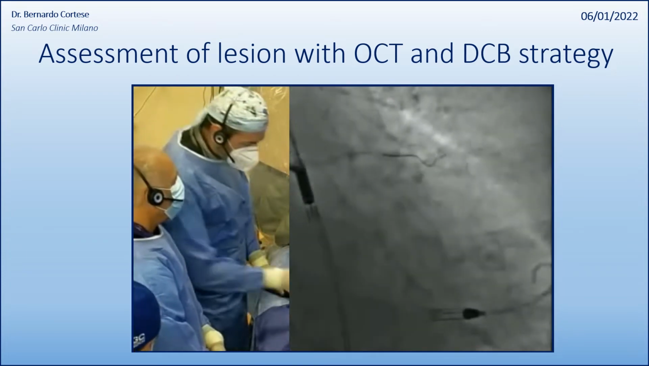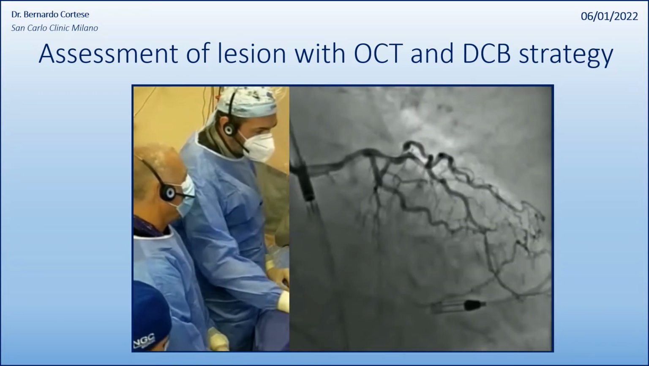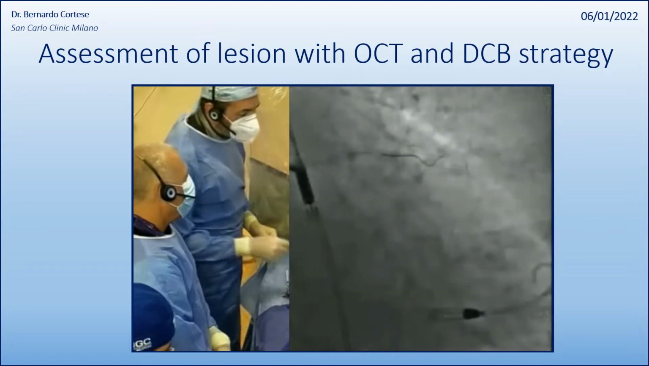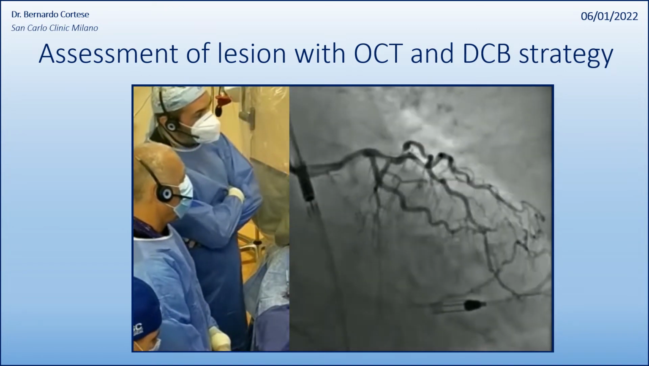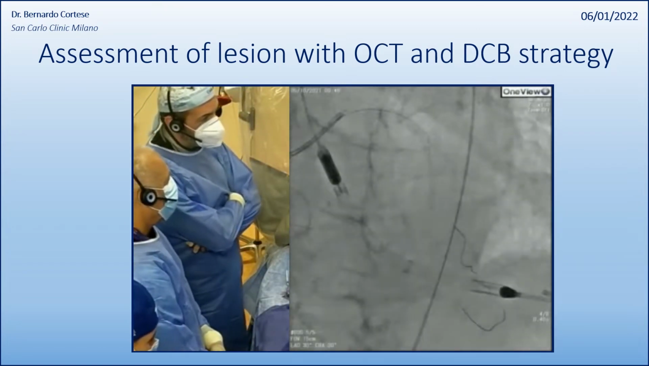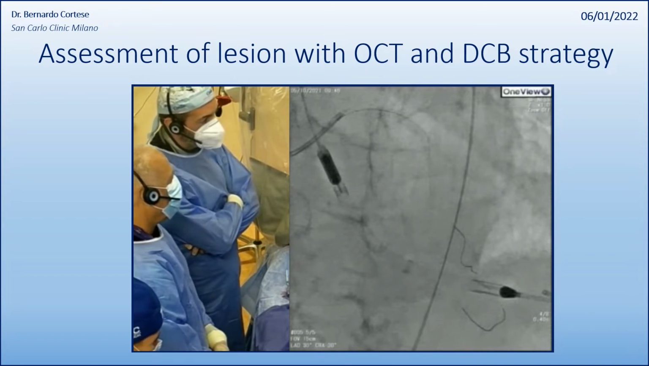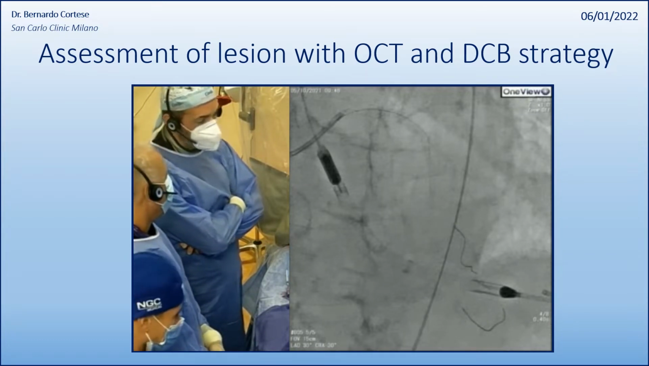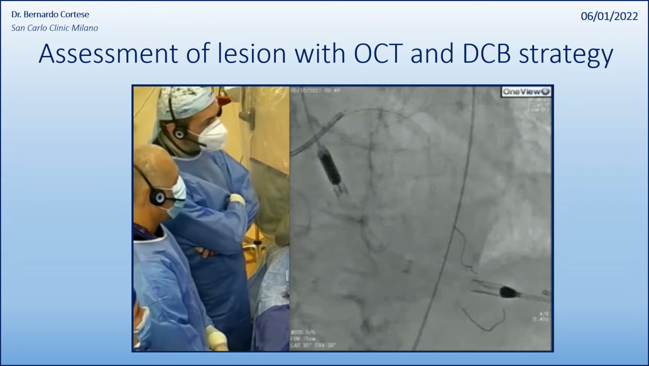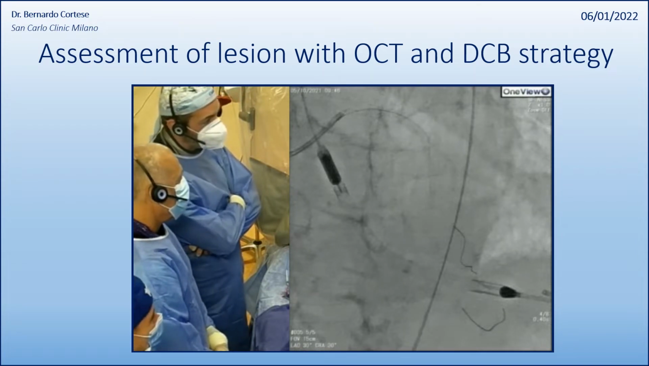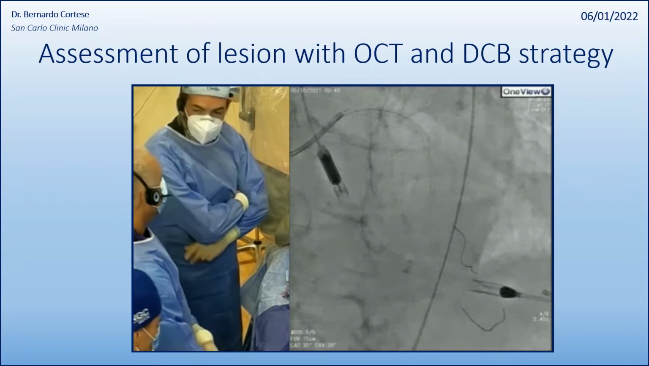What about intravascular imaging? What kind of imaging do you prefer in this very calcific case? Well, we have a pretty good experience with OCT because we can see very clearly the lumen and also the calcifications, so we're going to use OCT now.